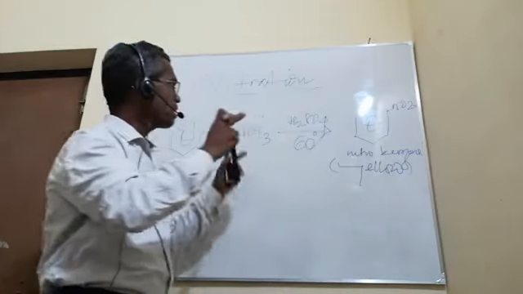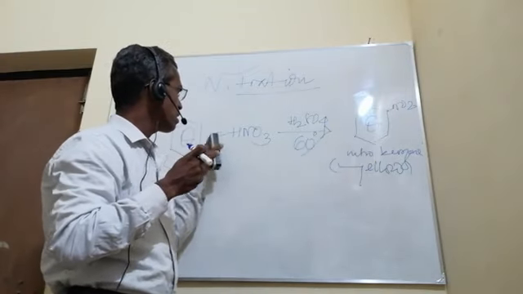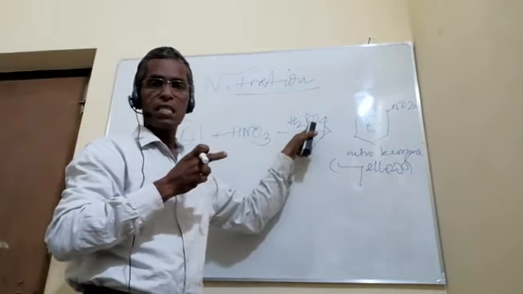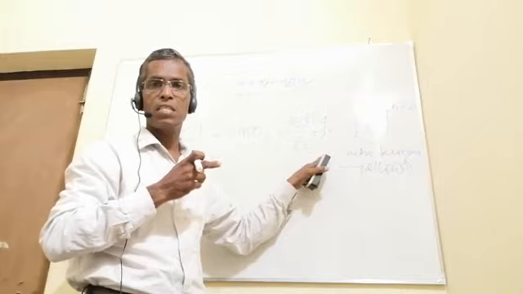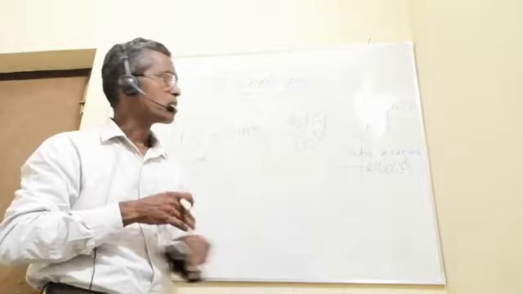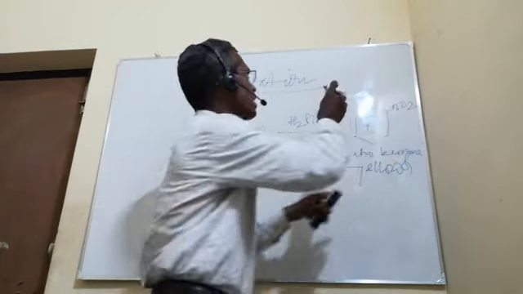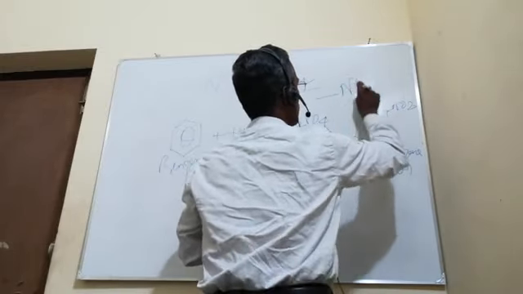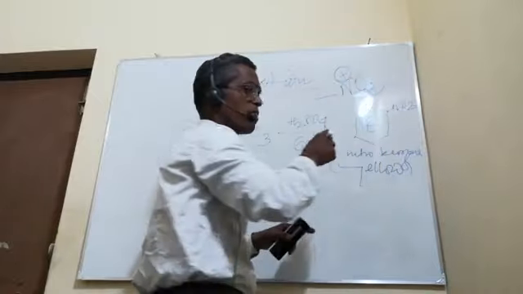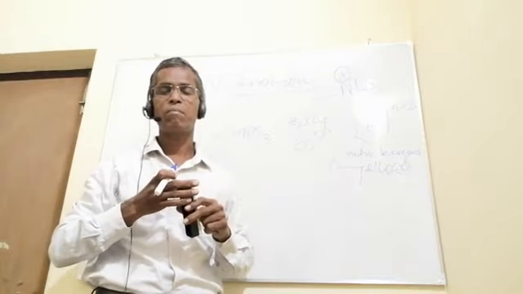The reaction in which nitrobenzene is formed from benzene on treatment with a concentrated mixture of nitric acid and sulfuric acid at 60 degrees Celsius is called nitration of benzene, because you are substituting the NO2. This is the electrophile in this particular nitration. NO2+ is your electrophile.